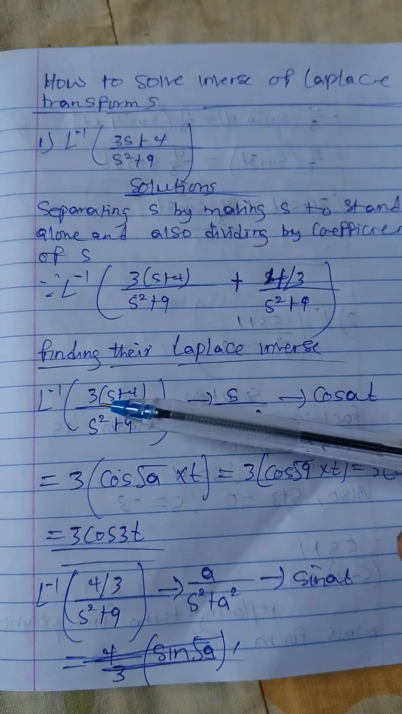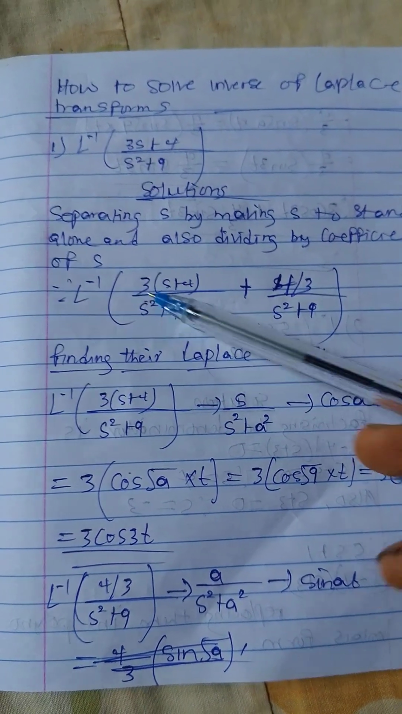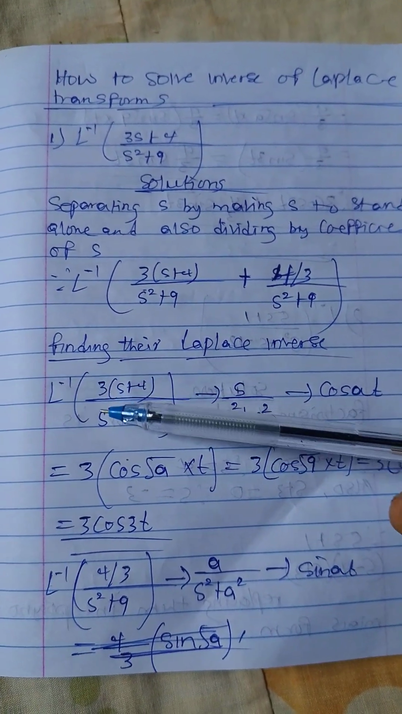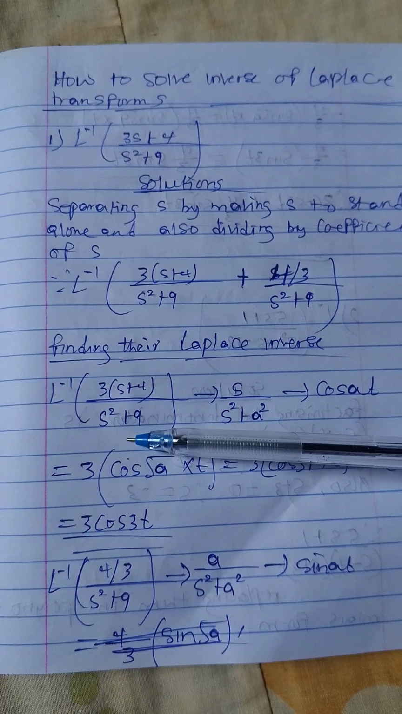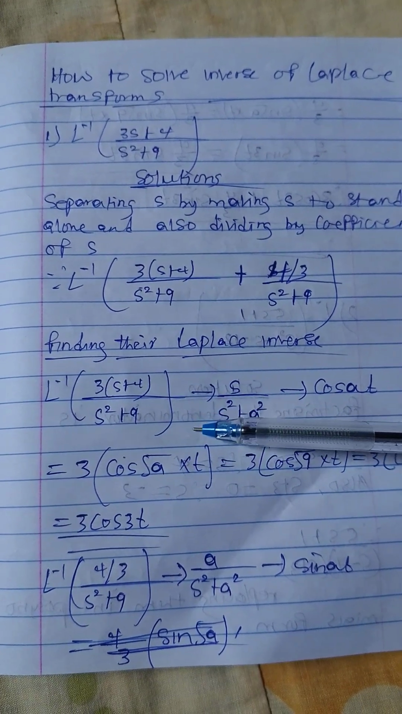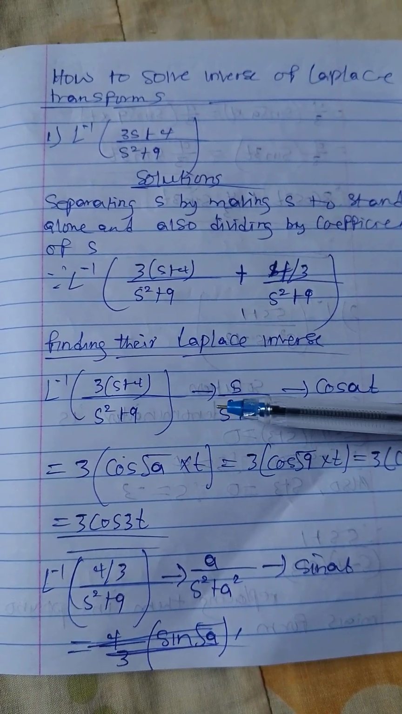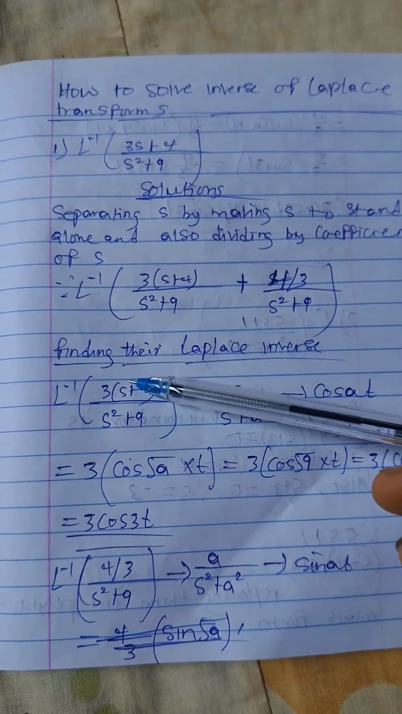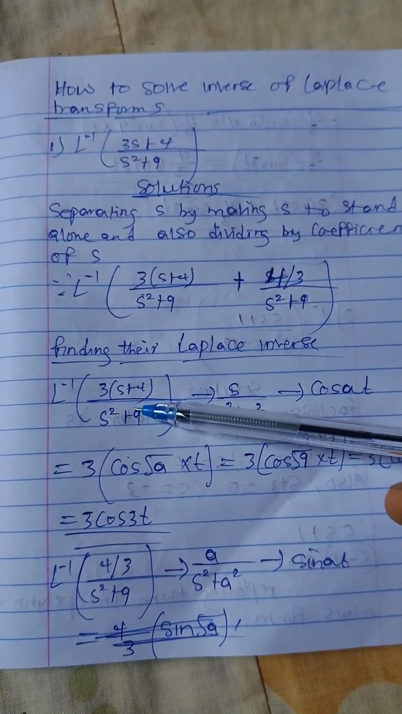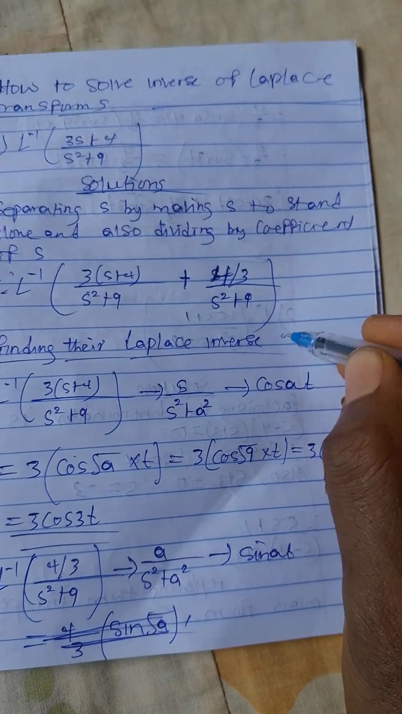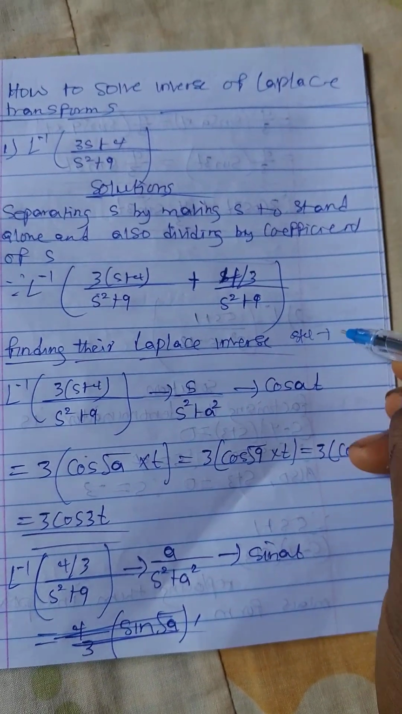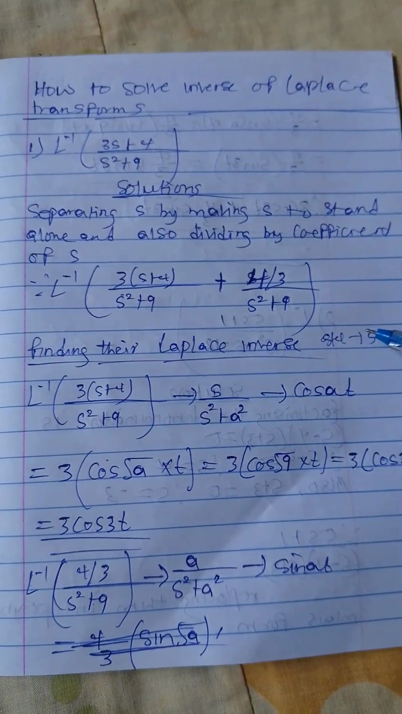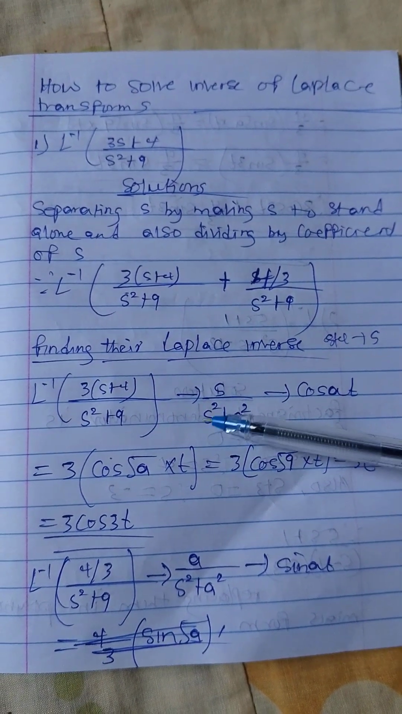After doing that, I have to first find the Laplace inverse of each of these. So find the Laplace inverse of 3 bracket x over x squared plus 9. It will be in the form of x over x squared plus a squared. Hope you know that this x here is a function of x single. So that becomes x over x squared plus a squared.